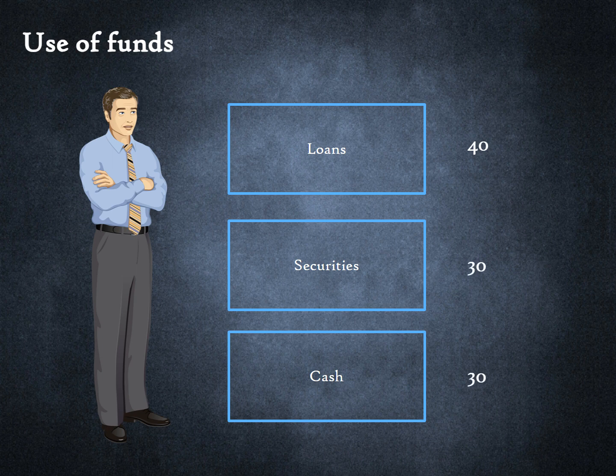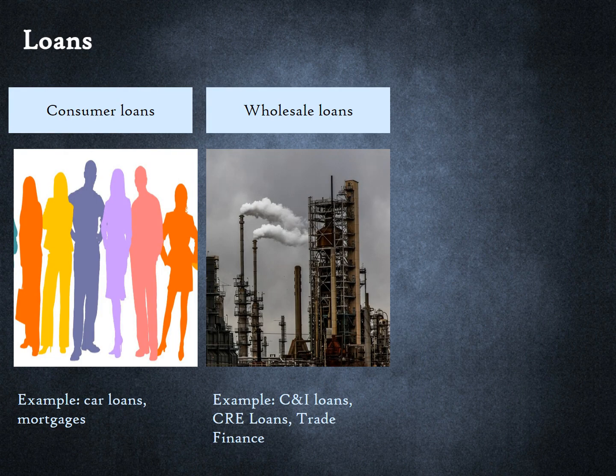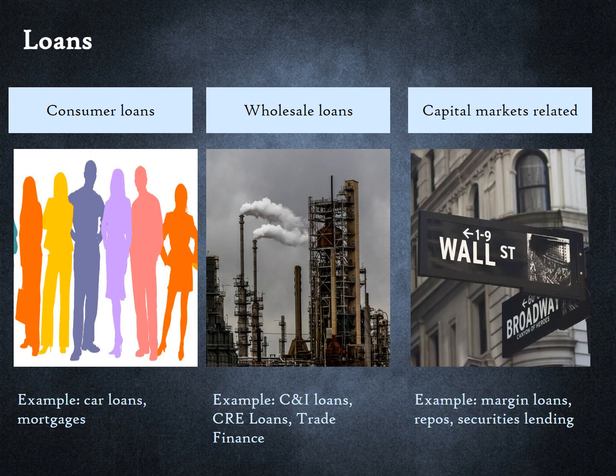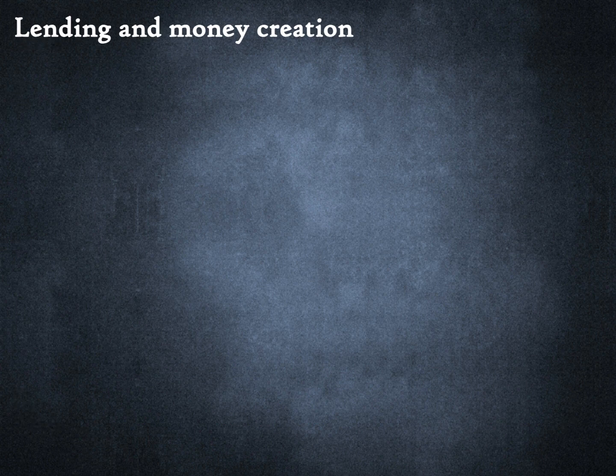Next, we will dig into loans and investments. As we have discussed in previous lessons, loans can be consumer loans or wholesale loans. Additionally, banks can have credit exposure in their asset management business and investment banking lines of business through products like margin loans, repos, and securities lending. Lending by banks increases the supply of money. Let us see how this happens.